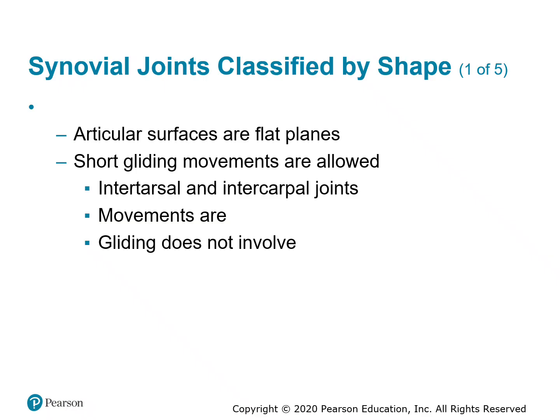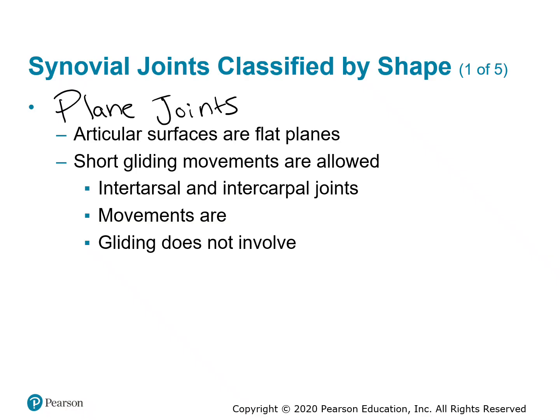You thought we were done classifying. Hilarious. A couple more ways to classify joints. You can classify them based on their shape. Plane joints: their articular surfaces are going to be flat planes. It's going to be a lot of your gliding joints.